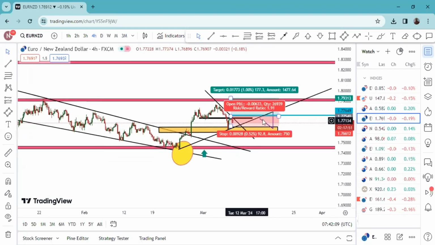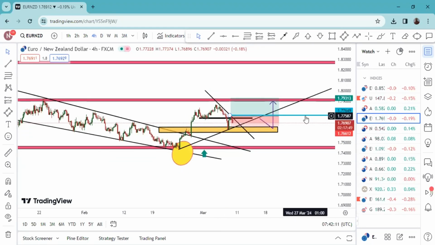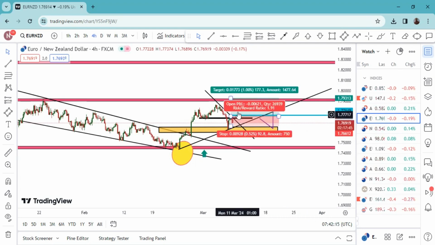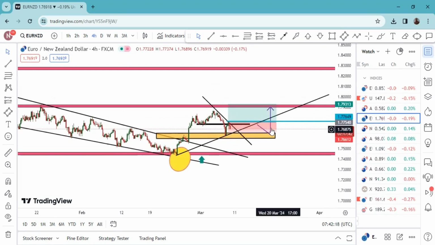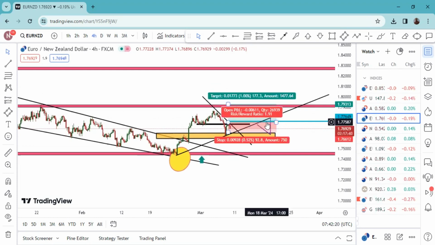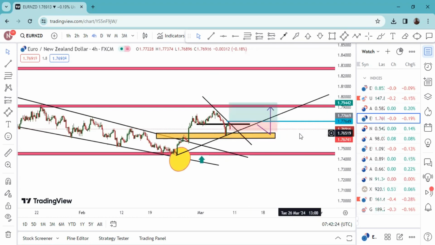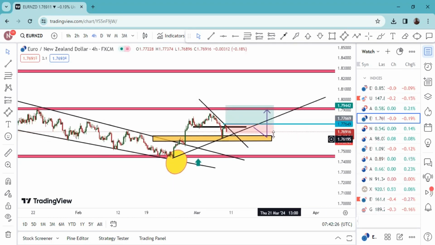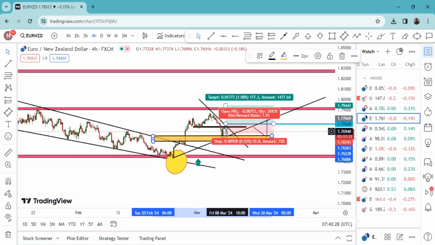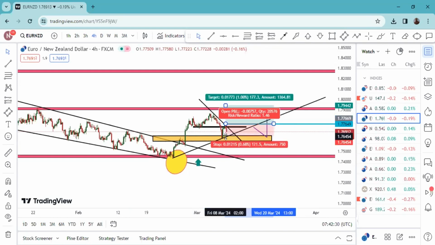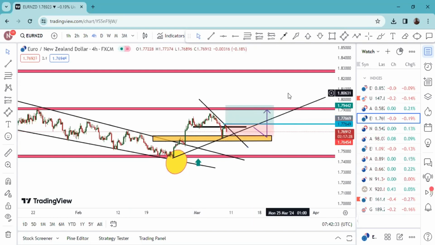So if the market comes, you can see I drew another line here. If the market crosses this line, then I will be in for this trade. I'm expecting the market to cross this blue line, then I can enter my trade, and my stop loss will be around this level down here.